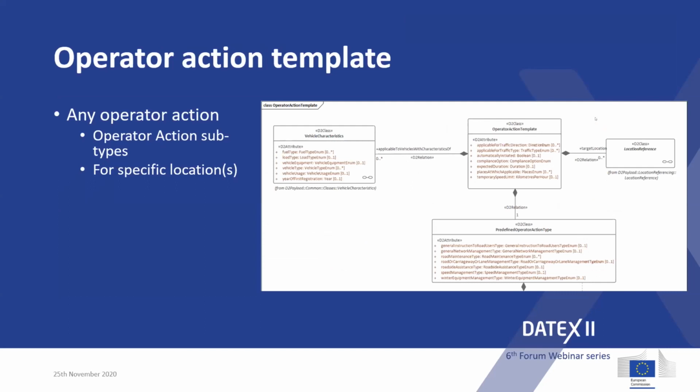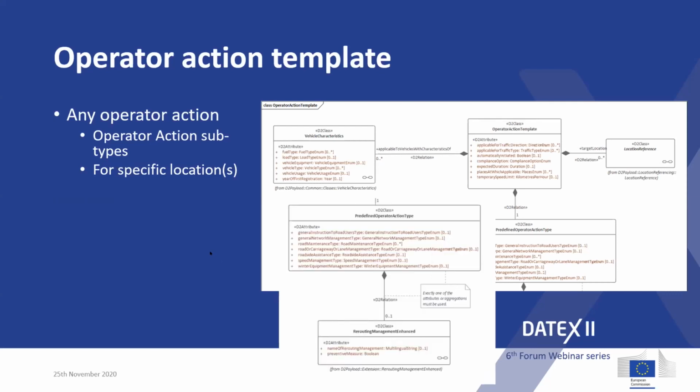So we have the location where the operator action should be instantiated and the type of the operator action that refers to the situation publication type of operator action, road or carriageway or lane management type, for instance. So this allows to define what, in real time, as a situation record should be instantiated to manage that scenario as a response. Rerouting management enhanced, that has been shown by Jörg previously, can be added as well.